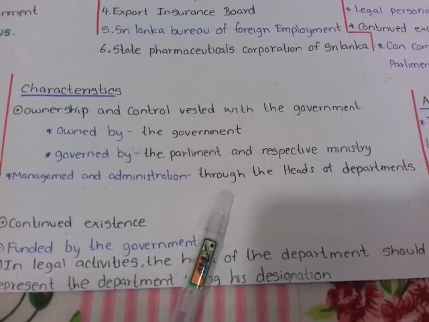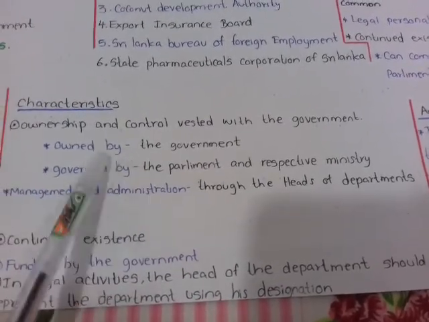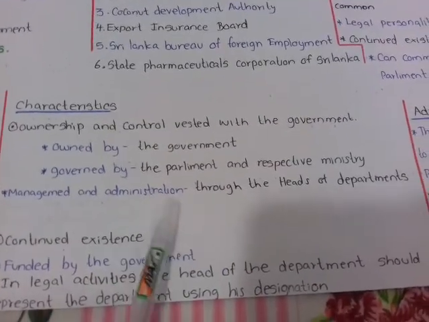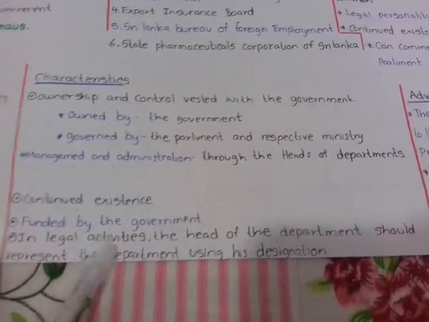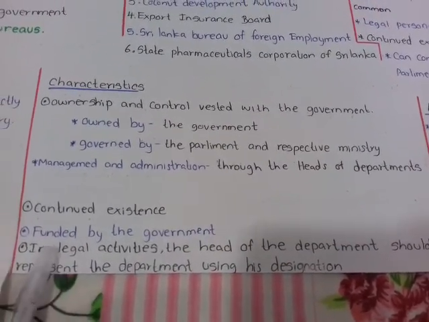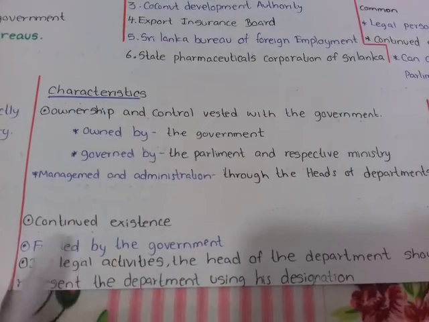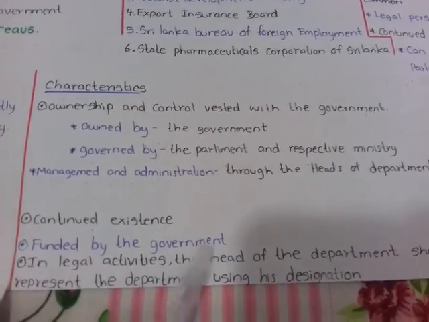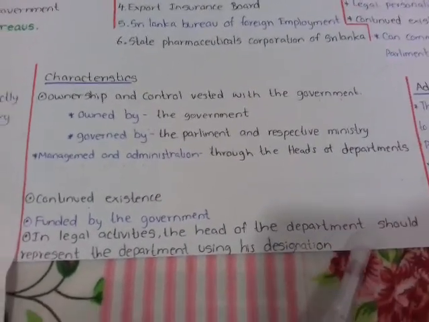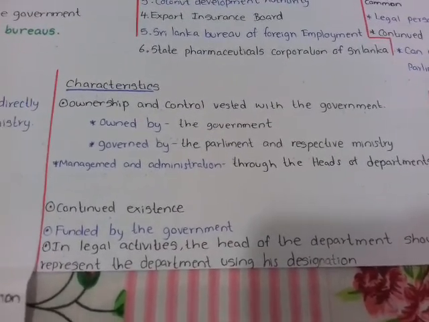Management and administration is through the heads of the department. So here you can see by whom it is owned, by whom it is governed, and who manages and does the administration. And here, continued existence: funded by the government. As this is owned by the government, the departments are funded by the government. And in legal activities, the head of the department should represent the department using his designation.